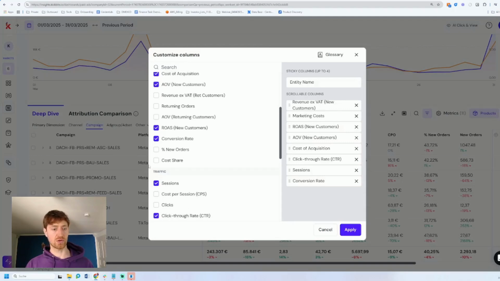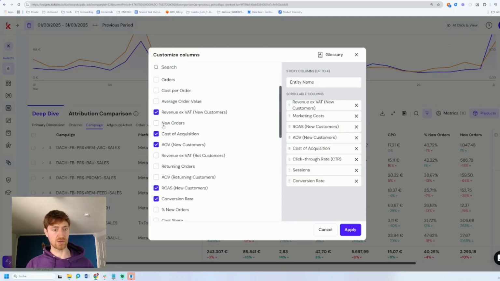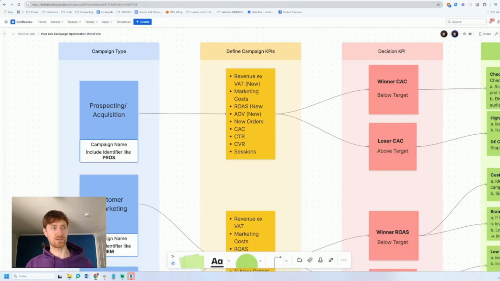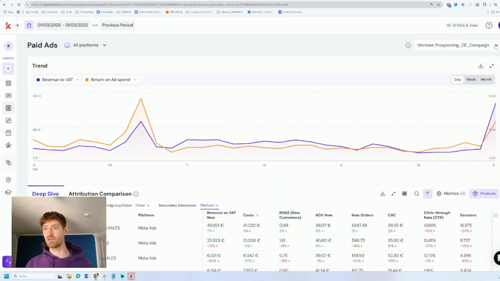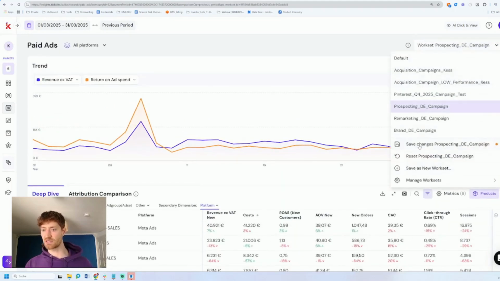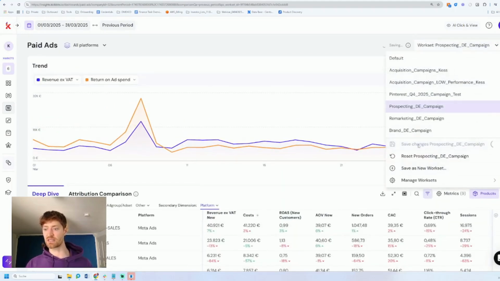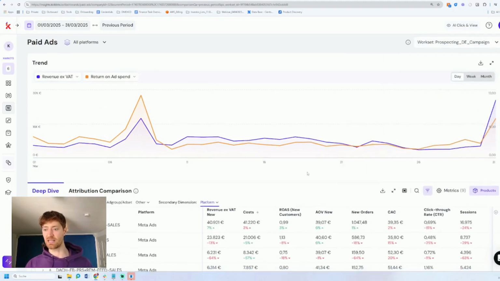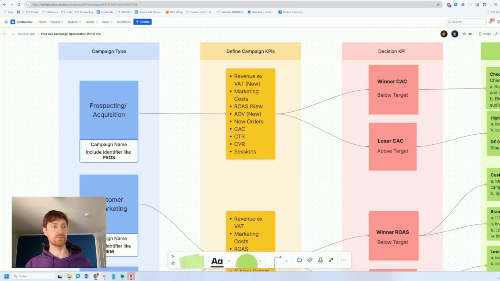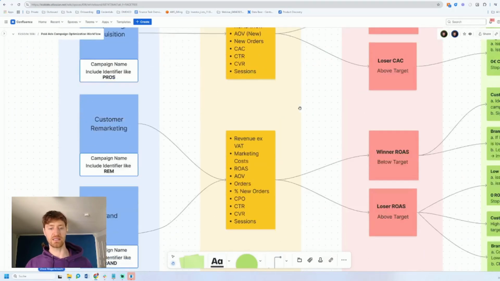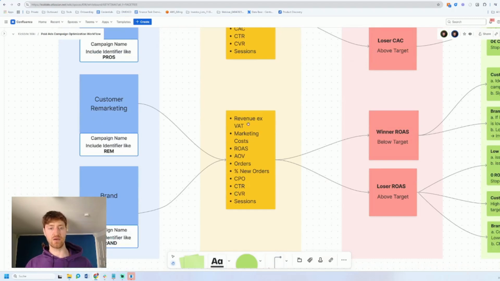AOV new, ROAS new, and we had new orders. That's exactly it, right? Yes. Now we just apply and we save the changes. You click here, save changes, prospecting, DE campaign, done. And now we have the overview as specified in our define KPIs here.